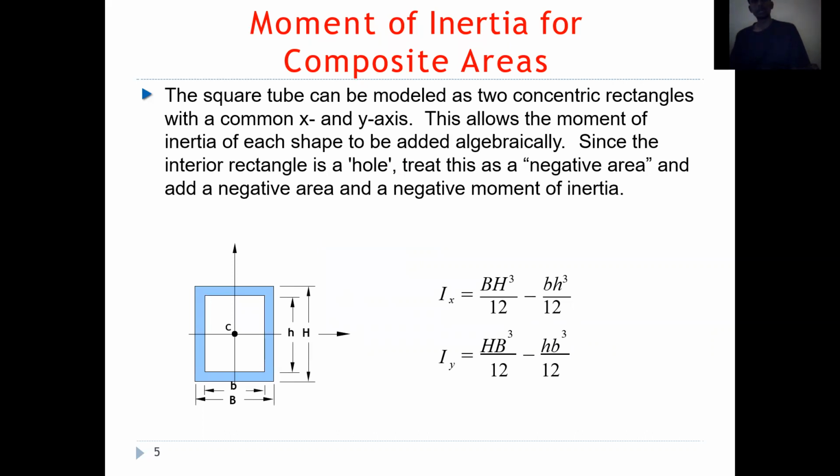The square tube can be modeled as two concentric rectangles with a common x and y axis. This allows the moment of inertia of each shape to be added algebraically. Since the interior rectangle is a hole, treat this as a negative area and add a negative moment of inertia.